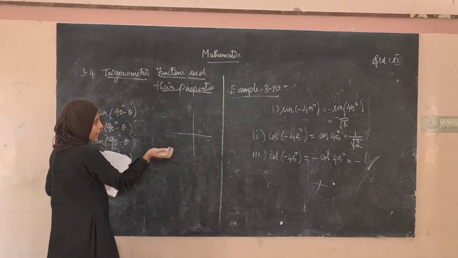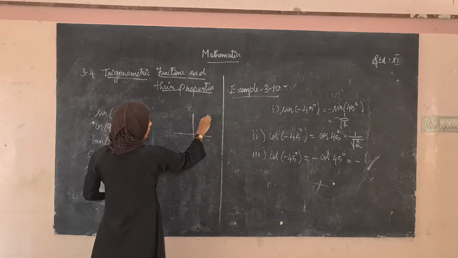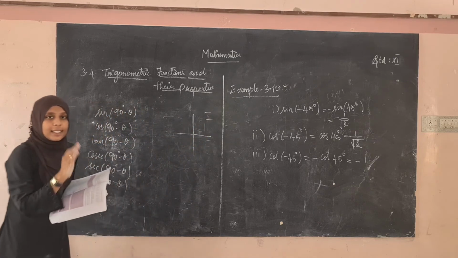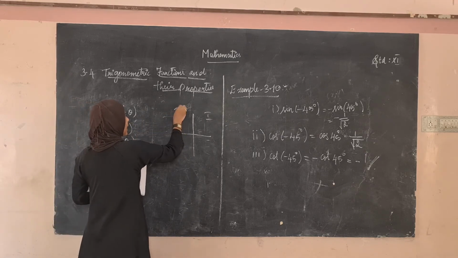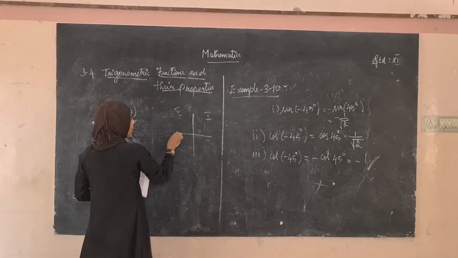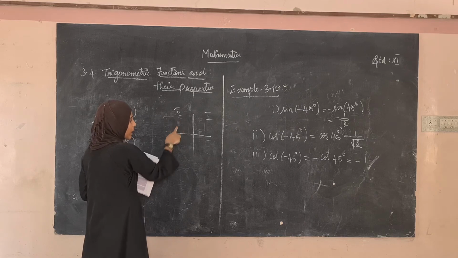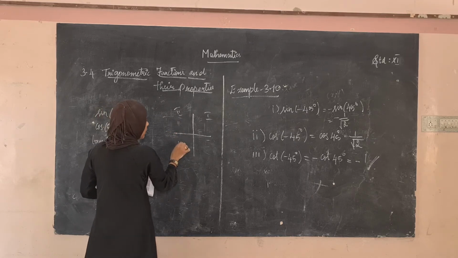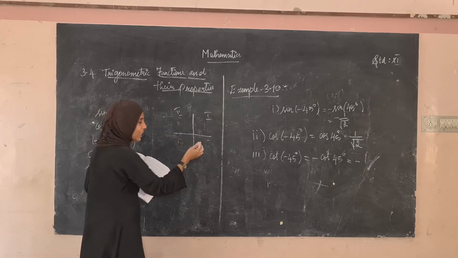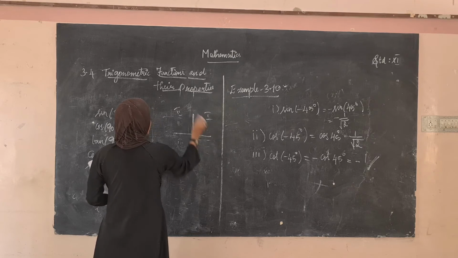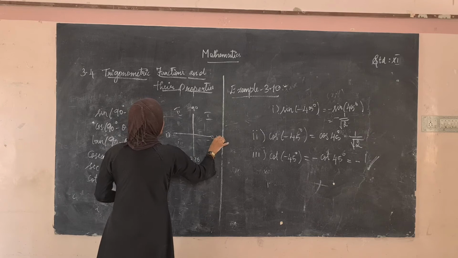What is 90 degree minus theta? 90 minus theta happens in the first quadrant. So 90 plus theta happens in the second quadrant, right? And then 180 minus theta again happens in the second quadrant, and 180 plus theta happens in the third quadrant. And here 270 minus theta happens in the third quadrant, 270 plus theta happens in the fourth quadrant. Likewise, this is 90, this is 180, this is 270, this is 0, and again it becomes 360, right?